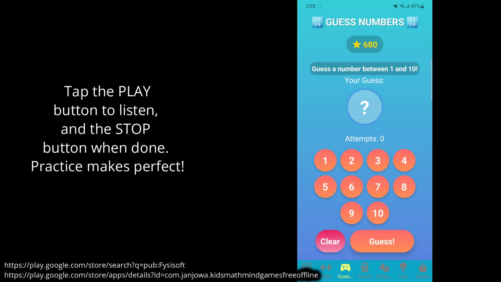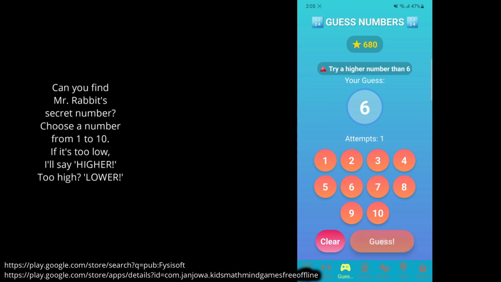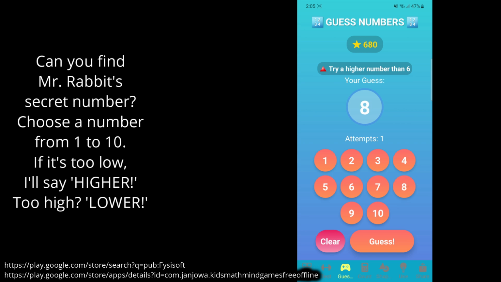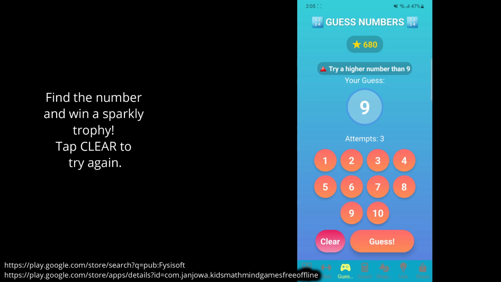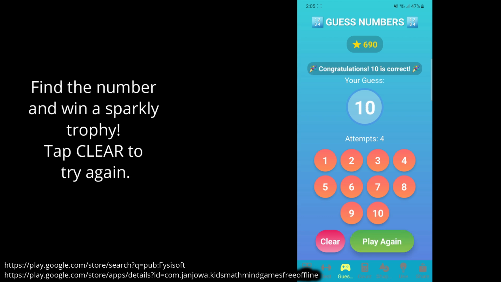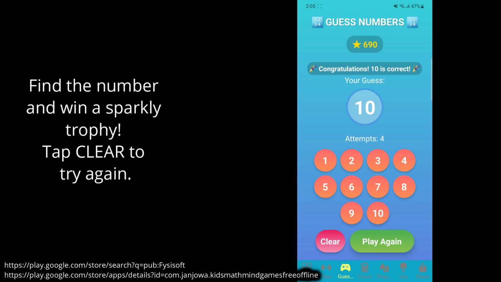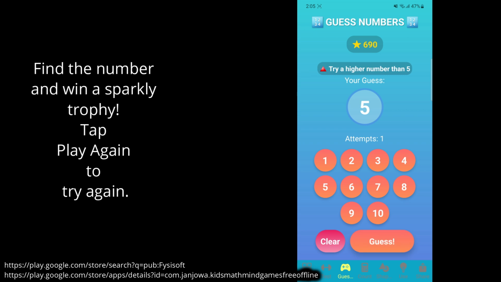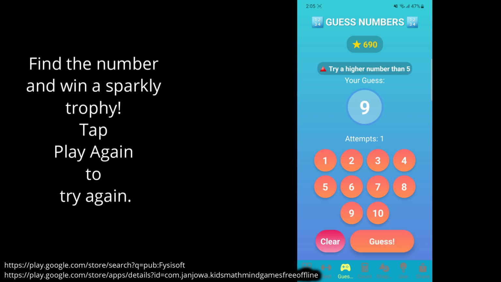Practice makes perfect. Can you find Mr. Rabbit's secret number? Choose a number from 1 to 10. If it's too low, I'll say try a higher number. Too high, try a lower number. Find the number and win a sparkly trophy. Wow, you found 8. Great job.